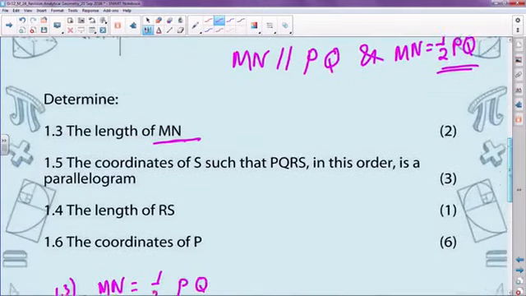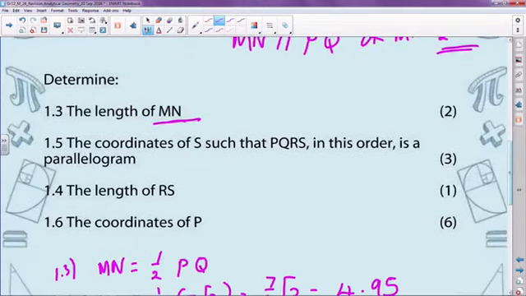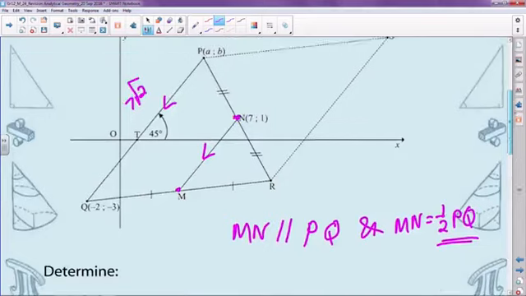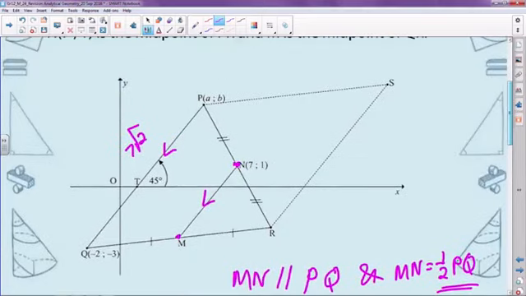Okay, then the next part, and I think we have a little numbering problem here. So this is 1.4, and then the next one's 1.5. The next part says, find the coordinates of S such that PQRS in this order is a parallelogram. Now, if we go back to the diagram, let's note why it's important to get the order right. So we're going from P to Q to R and then to S. So that's a parallelogram, okay?